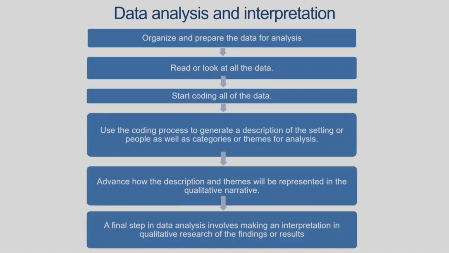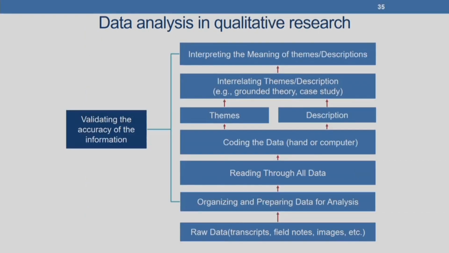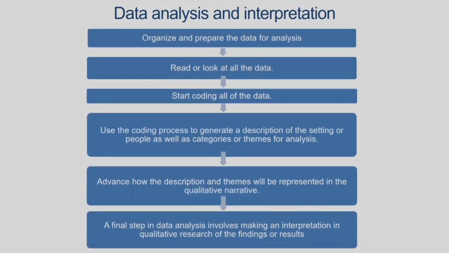Now, after organizing and preparing the data for analysis, we read or look at all the data, start coding of all the data, use the coding process to generate a description of the setting or people as well as categories or themes for analysis, advance how the description and themes will be represented in the qualitative narrative, and a final step in data analysis involves making an interpretation in qualitative research of the findings or results. So, this is with regard to the analysis of qualitative research, and this is with regard to the interpretation of the qualitative research that we are undertaking.